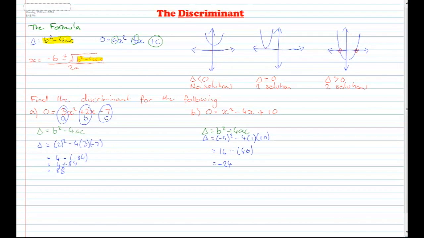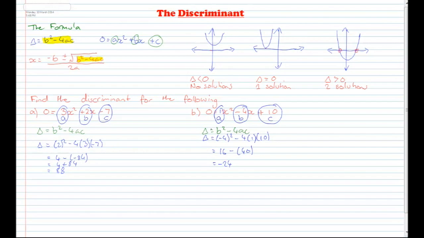Alright, so welcome back. Now what you can see here is we've got our equation 0 is equal to x squared minus 4x plus 10. Of course the very first thing we need to do is go through and write out our a, b and c values. So we'll go a value here, b value here, and c value here. Now our a value is the number out the front of the x squared, and there's nothing out the front, so what that means is that's actually a 1. Right, our b value is the number out the front of the x, so we've got a negative 4 there, and our c value is positive 10.